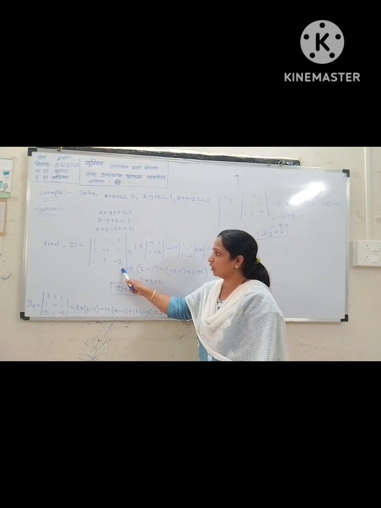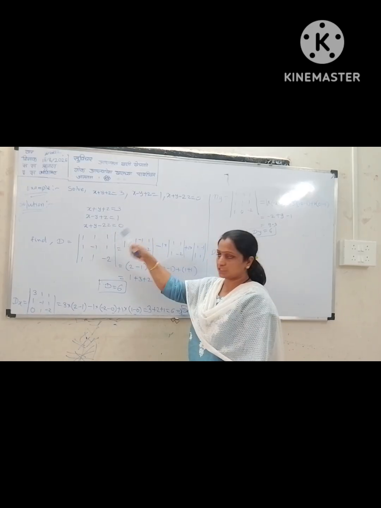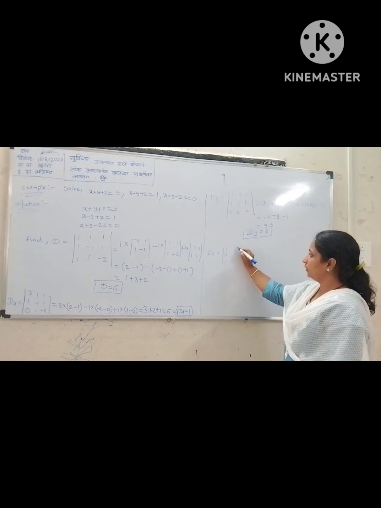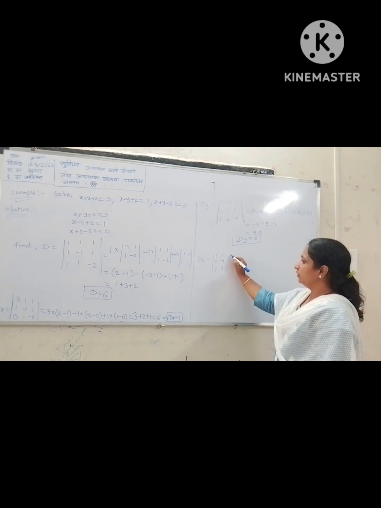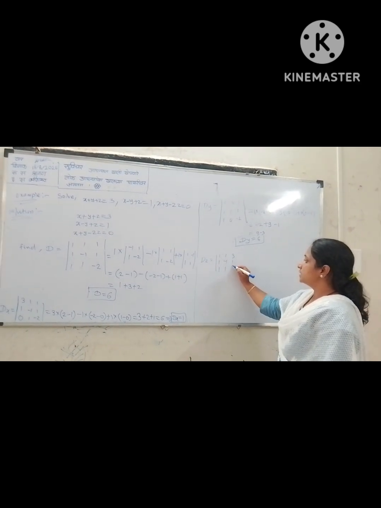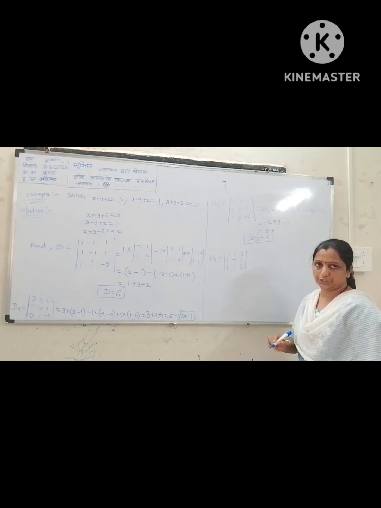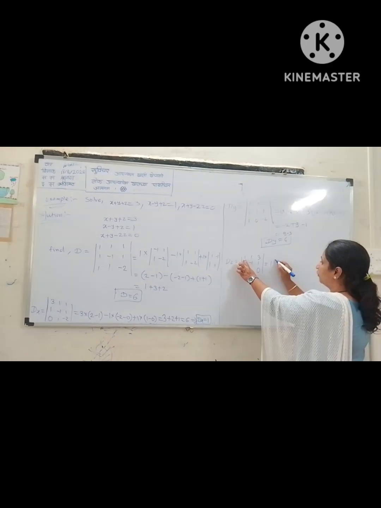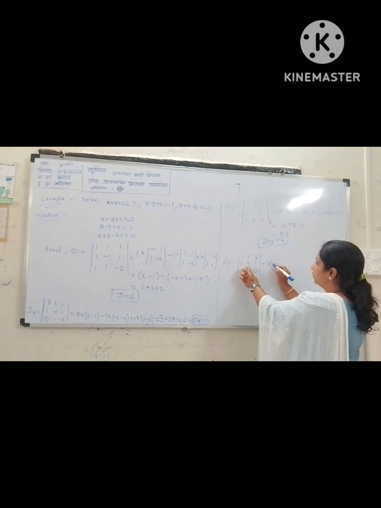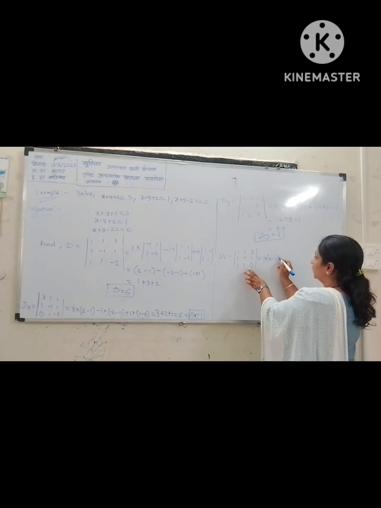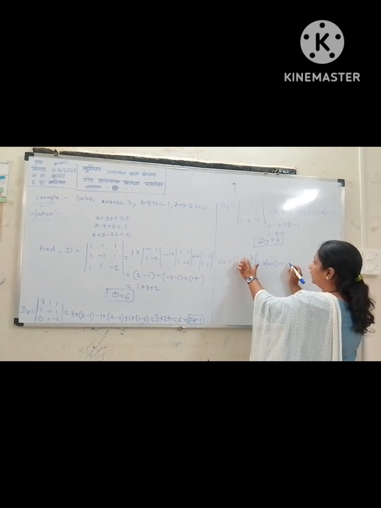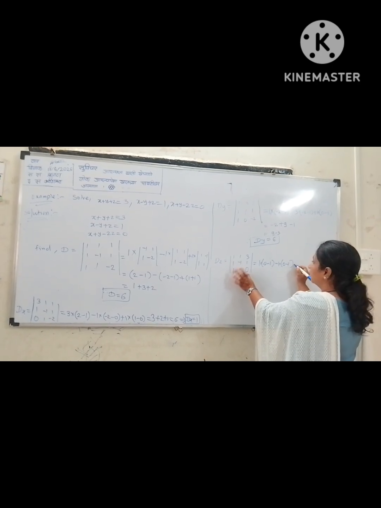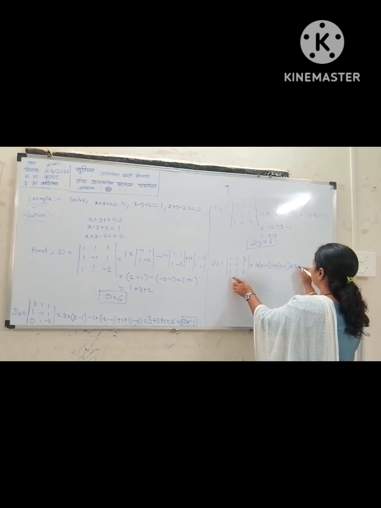Replace the third column of D by the constants. Remaining two columns as they are: 1, 1, 1, 1, minus 1, 1. And here the third column is replaced by the constants. Okay, so we got Dz. Solve this. 1 into minor of 1, 0, minus 1. Minus 1 into minor of this one, 0, minus 1. Plus 3 into minor of 3.